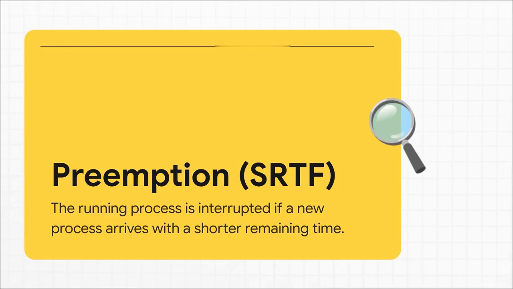When you apply this idea to shortest job first, it gets a special name: shortest remaining time first, or SRTF. The rule is simple. If a new process arrives and its total burst time is less than the remaining time of the process that's currently running, the OS will swap them out.